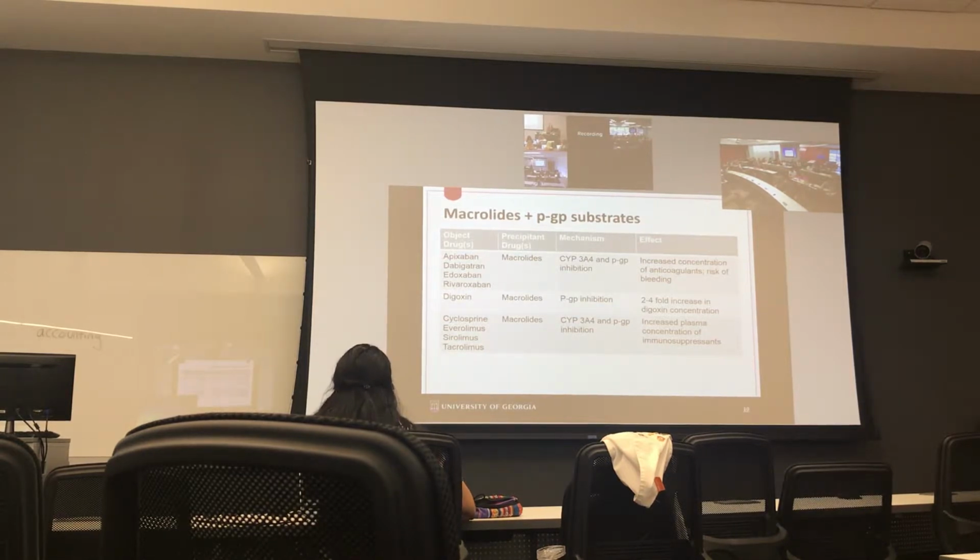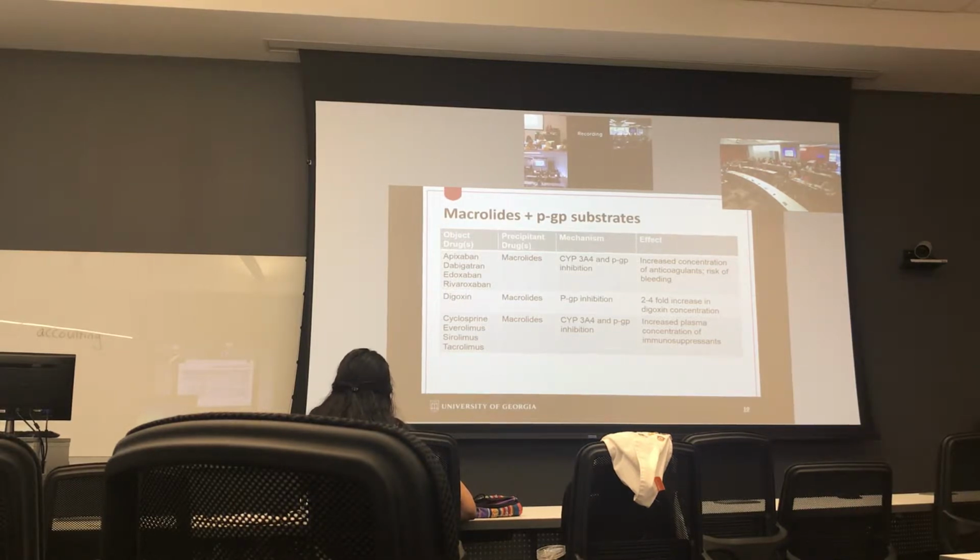So digoxin also interacts with macrolides through P-glycoprotein inhibition. This interaction in particular is seen to be more significant with clarithromycin than with the other agents, and it can be very significant, so up to a 4-fold increase in digoxin concentration, which can result in digoxin toxicity.